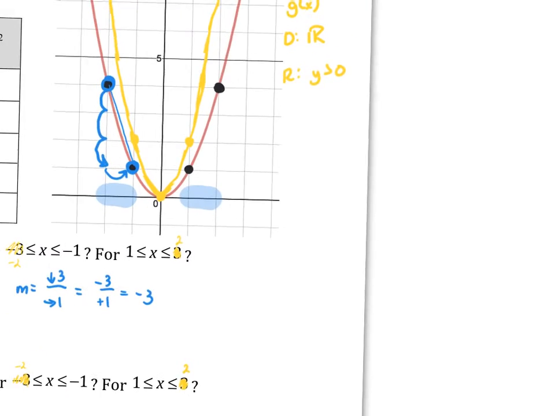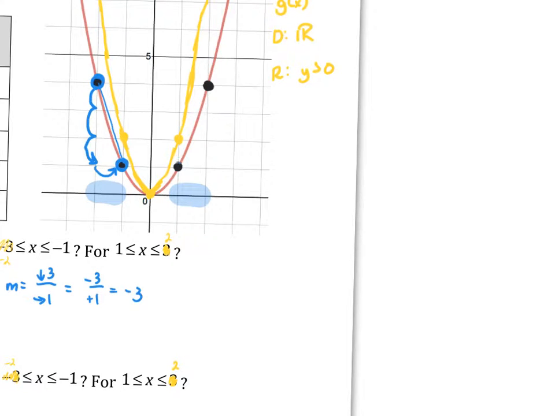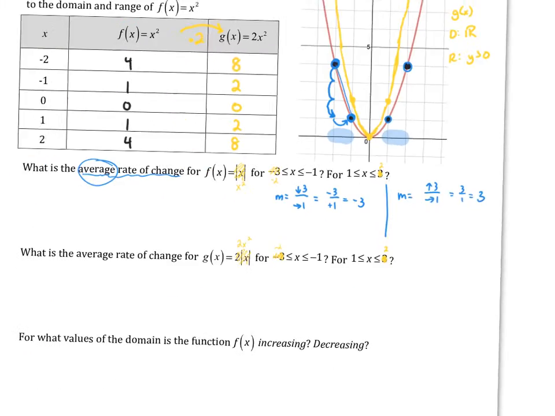So let's repeat that exact same process, but this time we're going to use from positive one to positive two. And we notice that this slope is pretty much the same. It goes up one, two, three. So up three and right one, which translates to positive three over positive one, or simply that.